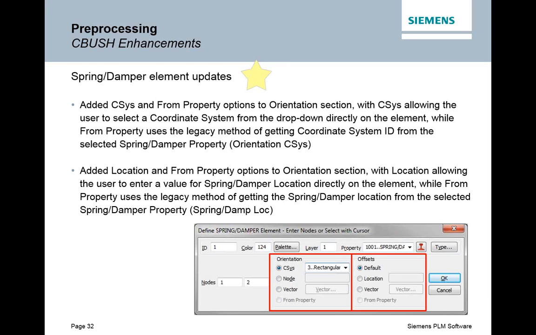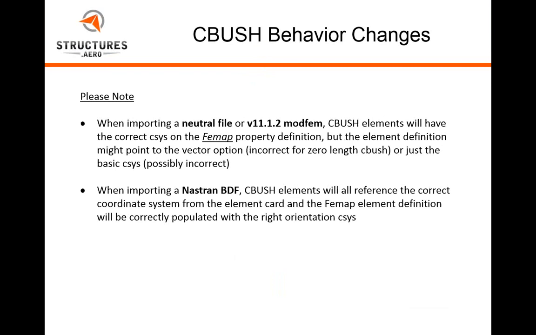So a little bit of a change there to align it better with the way Nastran operates, and you'll see a potential benefit of defining your coordinate system orientations this way in a second here. But there are some considerations to be made that I just want to bring out now. When you import a neutral file of version 11.1.2 into Femap, the CBush elements will have the correct coordinate system still on the property, the Femap property definition.